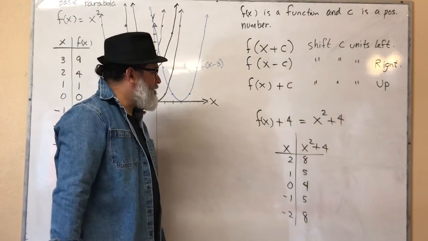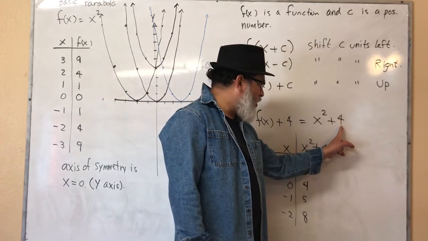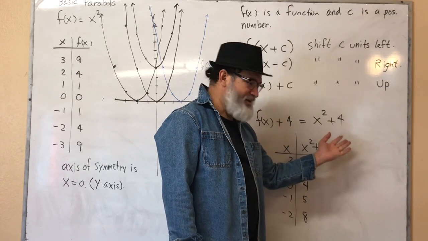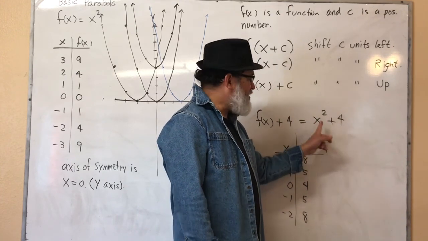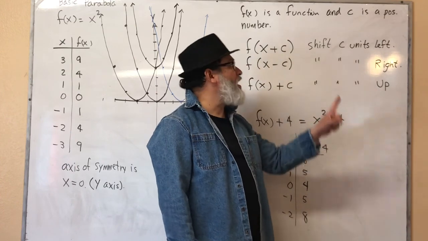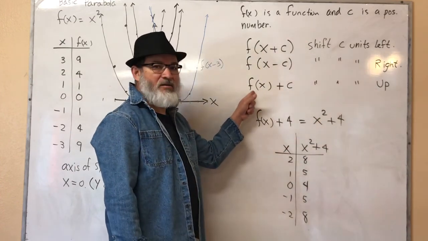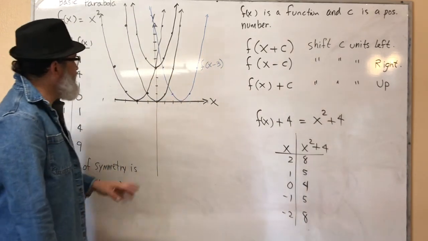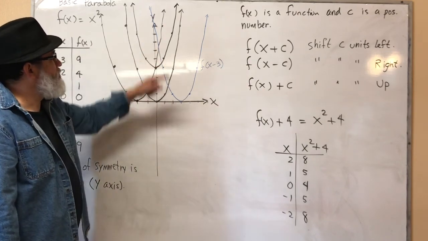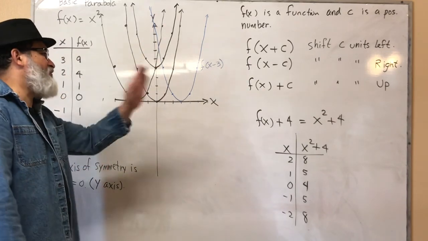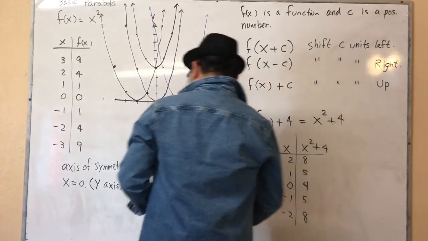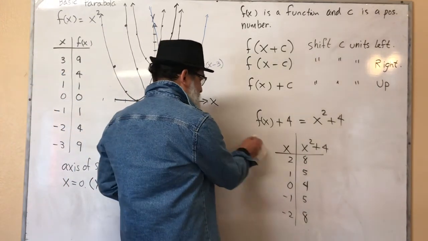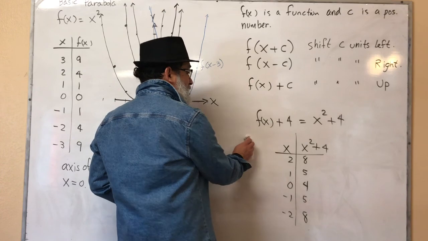So what happened? When you add 4 to the basic parabola, that shifts the basic parabola 4 units up. That's what this is saying. And this applies to any function. Okay. Here we go. By the way, let me finish this, okay? I'm running out of room, so let me erase this. I need the room, okay?